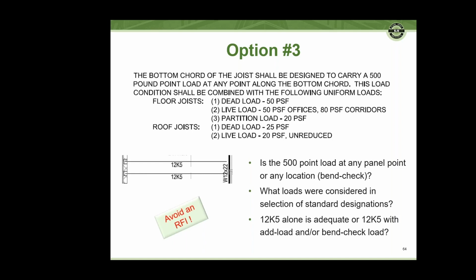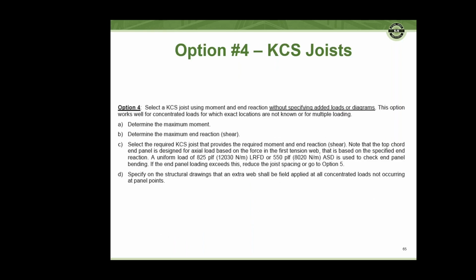What loads were considered in the selection of the standard designation? So does the 12K5 already account for the 500-pound point load in the selection of that standard designation, or has the 12K5 been selected for the uniform load and there needs to be an add load and bend check load? So clarification on that. SJI provides definitions there of how to approach that.